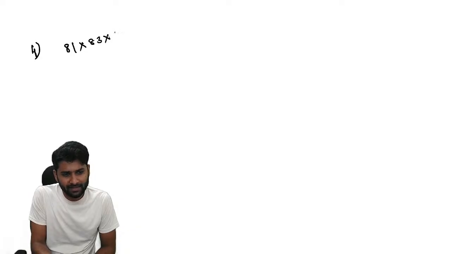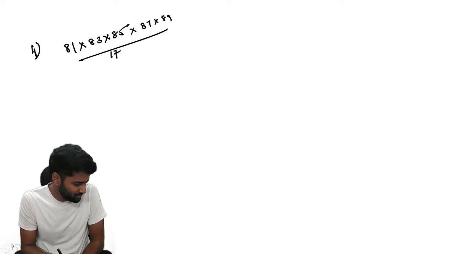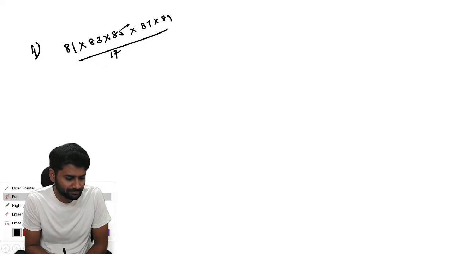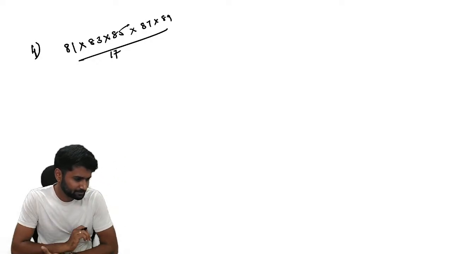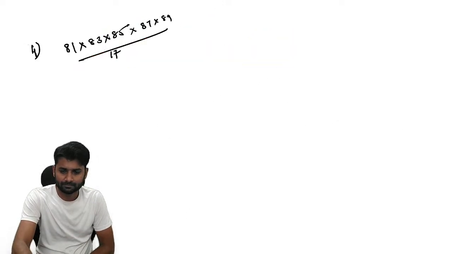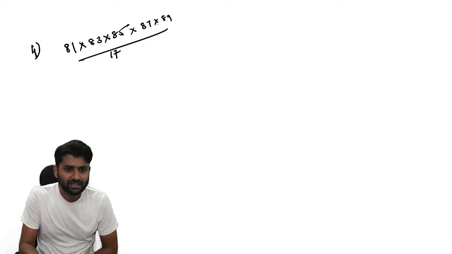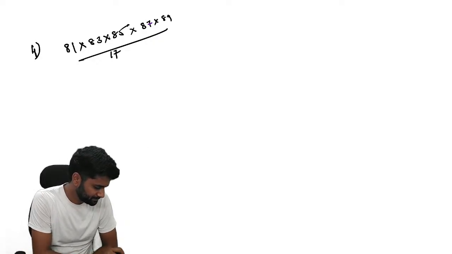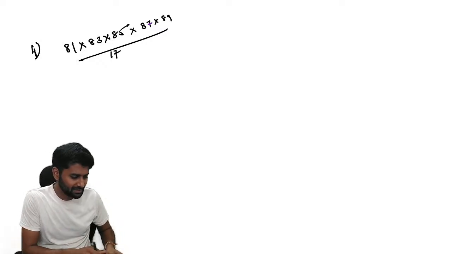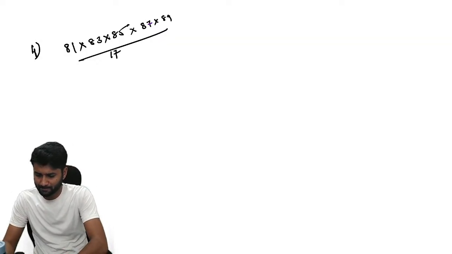81, 83, 85, 87, 89 divided by 17. Let's go for one more question. You guys tell me what can be the resultant now. 81, 83, 85, 87 and 89 is divided by 17. What is the remainder? Guys, understand the concept. Once you understand, you can answer any questions related to this kind of models.